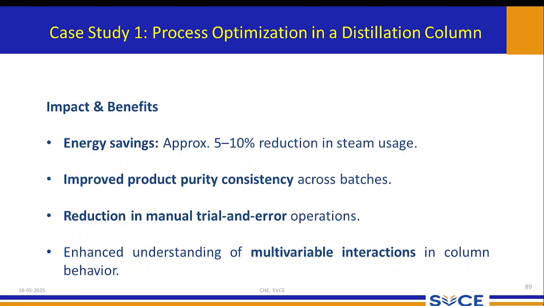Reduction in steam usage, improved product purity consistency across batches, and reduction in manual trial and error operation. Otherwise, we need to keep on doing the trial and error method to find the very optimized point. That is a time consuming process. Enhance the understanding of multivariate interaction in the column behavior.